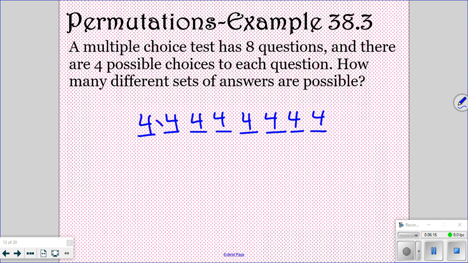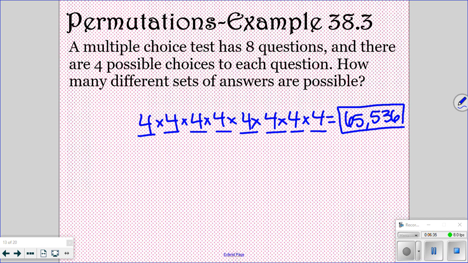And so if you multiply each of these, you should get 65,536. And so that would be your answer there.